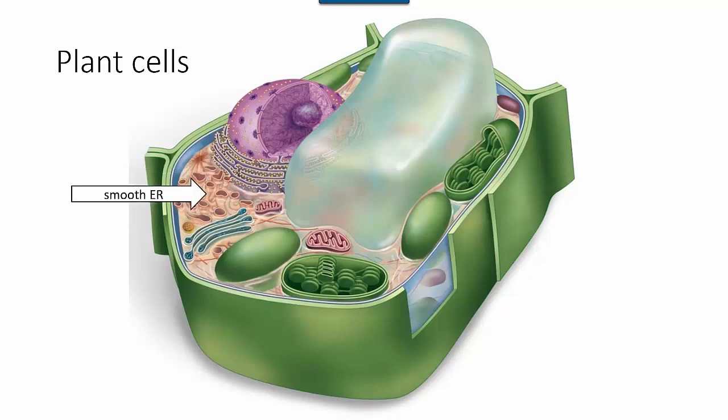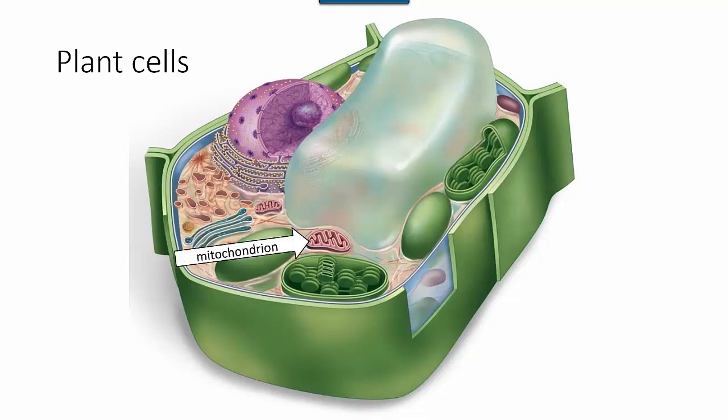Membranes of the smooth ER lack surface ribosomes. It's responsible for synthesizing lipids. The group of flattened sacs here that resembles a stack of pancakes is known as the Golgi body. It's responsible for packaging and transporting proteins and lipids that are produced by the cell.